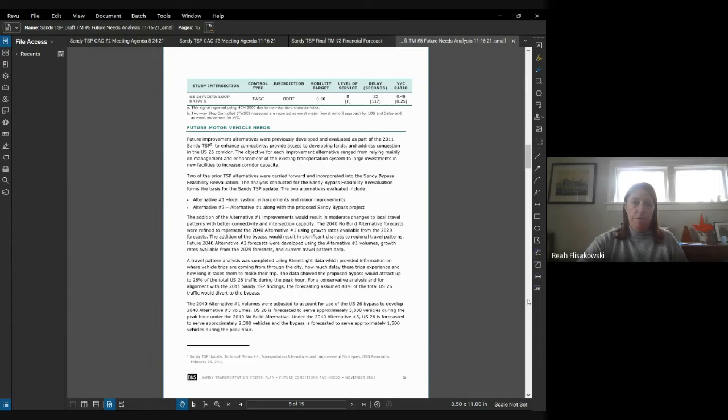And then we go through, and again, consistent with what we looked at for the bypass, we started adding some more improvements, and these are consistent with the improvement packages that we looked at in the previous TSP update about 10 years ago or so. So alternative 1 is a package of local system enhancements and connections, mostly connectors, some collectors being built, and making sure there's some better connectivity. And then alternative 3 that we looked at was all of alternative 1 plus adding the bypass project.